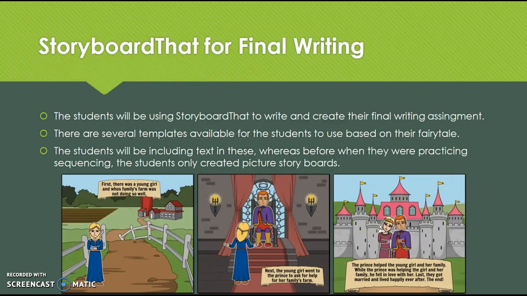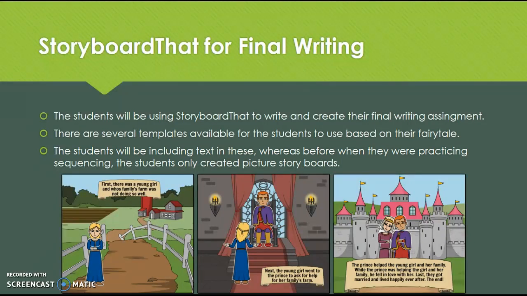For their final writing assignment, the students will be using Storyboard That to write and create their final writing assignment. This writing assignment connects back to sequencing because they are using those words first, next, and last, and they have to create something that they know would happen in a sequential order. So we can't have the girl marrying the prince before she's even met him. So this will help them in creating a sequenced story using those higher level thinking skills. So they're going to use Storyboard That to write and create their final writing assignment.